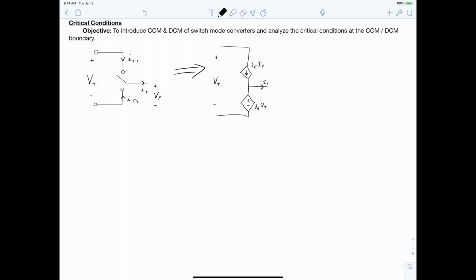So you should have sketched a circuit that looks like this, where we have a dependent current source on the top equal to some equivalent duty ratio, and a voltage source on the bottom equal to the same equivalent duty ratio times the throw voltage. And we previously defined this equivalent duty ratio as being dA, which is the duty ratio of our active device when we're in continuous conduction mode, and some complicated expression when we are in discontinuous conduction mode.